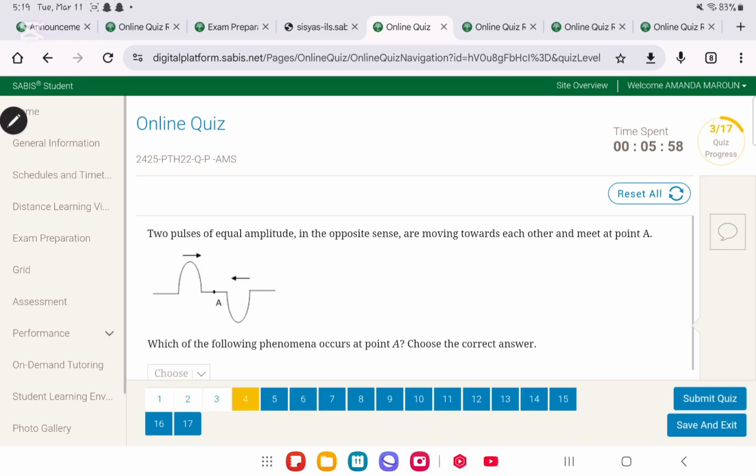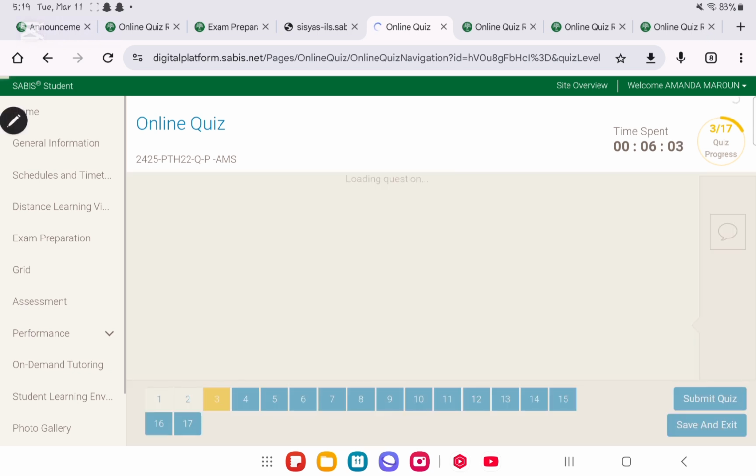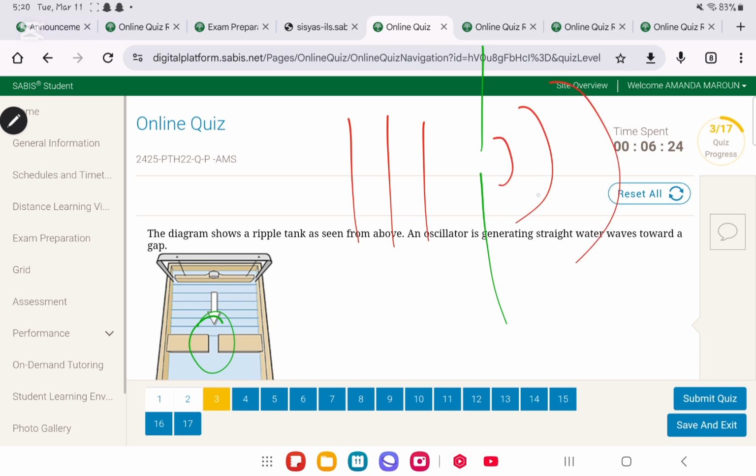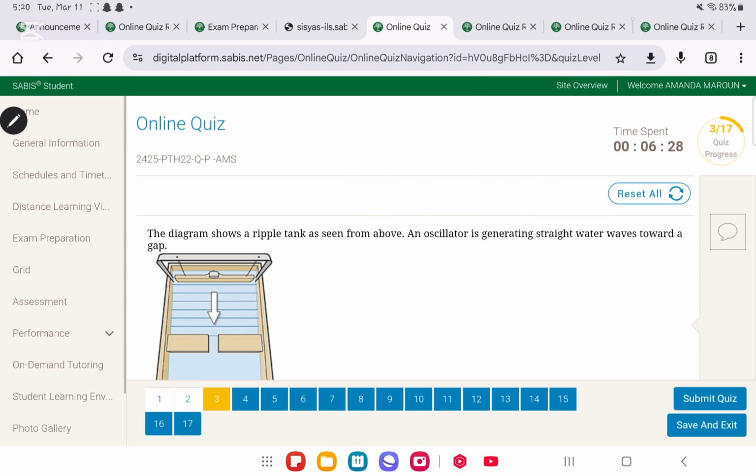Okay, we go on to question number 4. Actually, wait, let me go to question number 3 and add some extra information. So let us say we are dealing with these waves, the linear wave, and we had a gap that had a really small opening like this one over here. The diffraction would look like this. It would be curves, almost in the form of a curve.